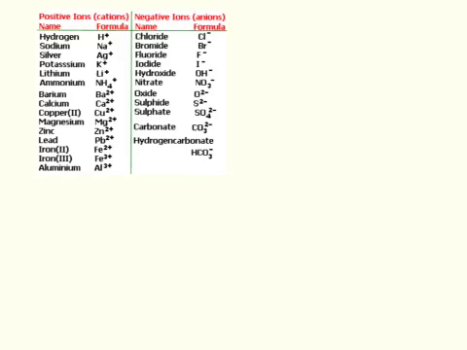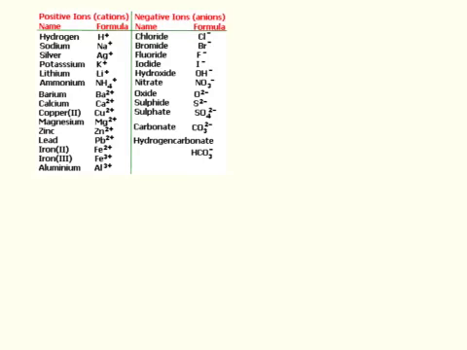Now, you guys are going to need to be able to turn a worded formula of an ionic compound into a chemical formula for an ionic compound. So here are some examples: silver sulfide, copper oxide, and aluminium oxide. Let's go for silver sulfide first.